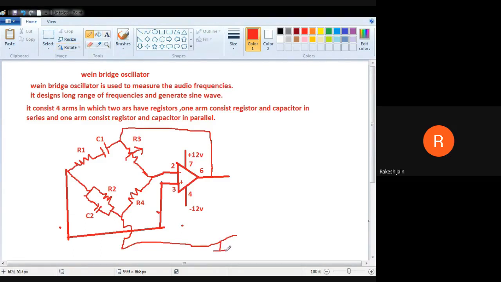And in between this 6th number point and this minus point, we will take our output, and it will definitely generate a sinusoidal waveform. That V0 is our output. Kindly once again see the circuit carefully.